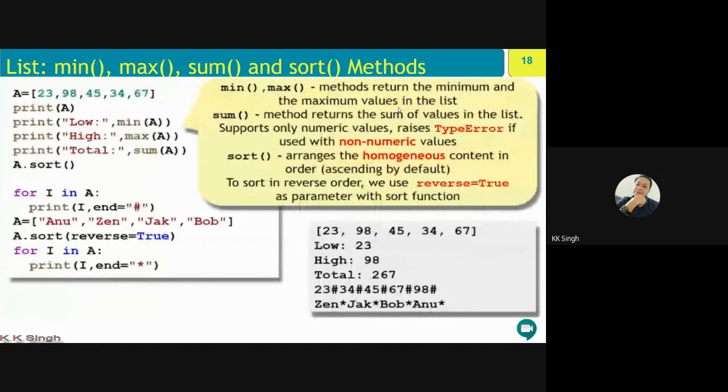Sum method returns the sum of values in the list. So this we have done. And these functions only support numerical values. Otherwise, it raises the type error, that is the exception, if used with non-numeric values.